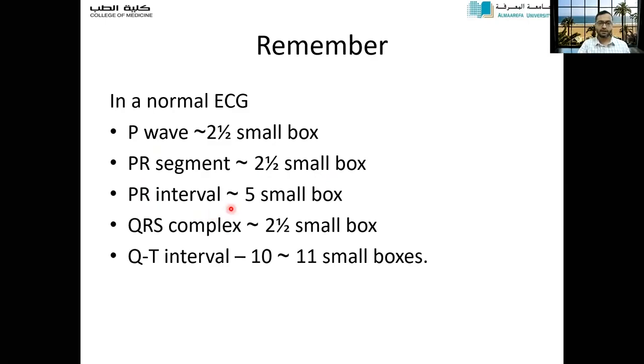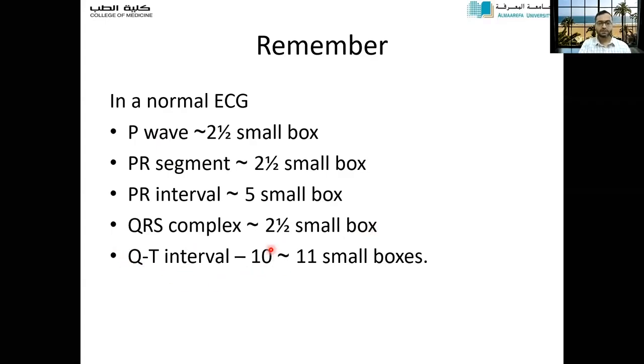PR interval, just double it. Again, you see 2.5, you are doubling it, 5. It's coming to 5 small squares. So always remember in multiples of 2.5. P wave 2.5, PR segment 2.5. If you combine both of them, it is the PR interval, that is 5 small squares. QRS complex, again, the maximum range is 2.5 small squares. It will not be more than 0.1 second, 2.5 small squares.